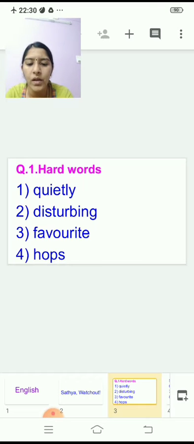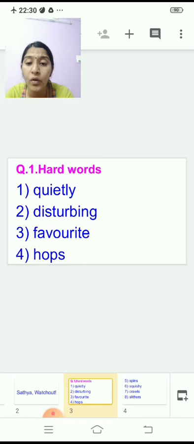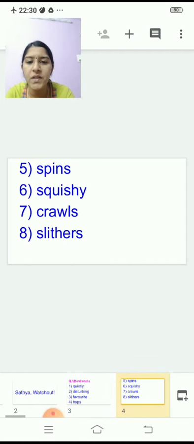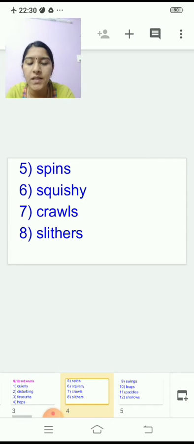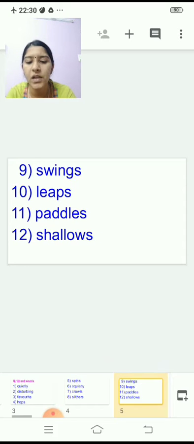So, the first one, quietly. The second one, disturbing. Third one, favorite. Fourth one, hops. Fifth one, spins. Sixth one, squishy. Seventh one, crawls. Eighth one, slithers. Now, next, ninth one, swings.